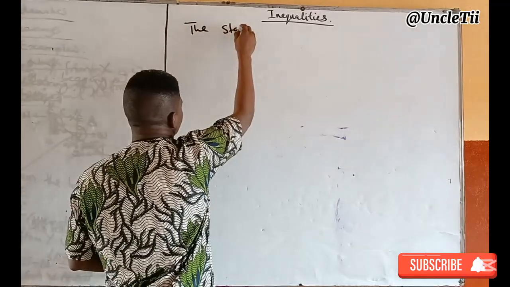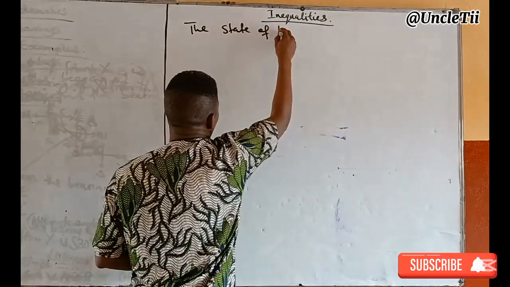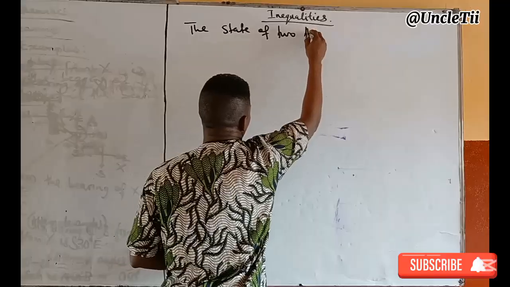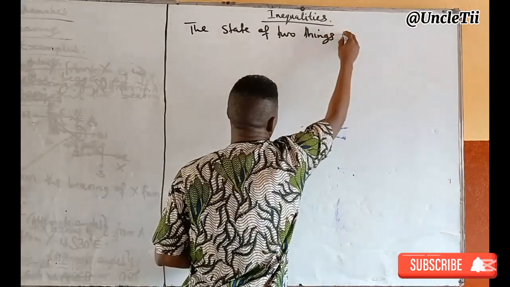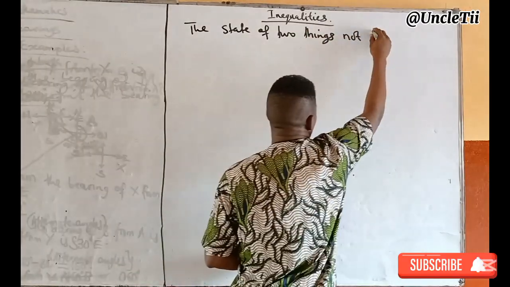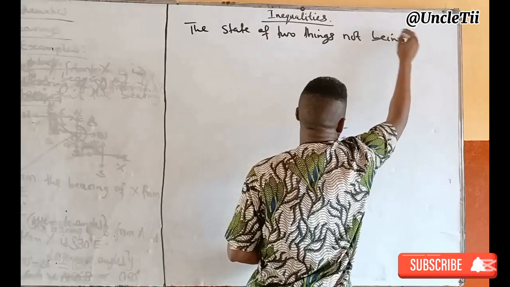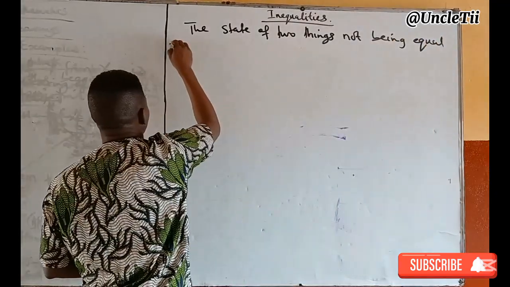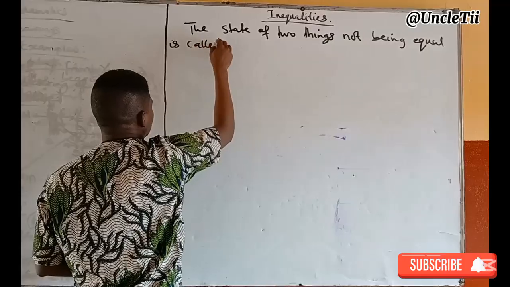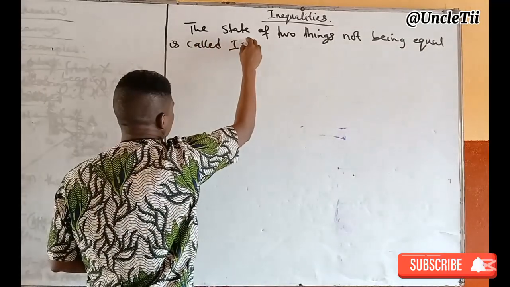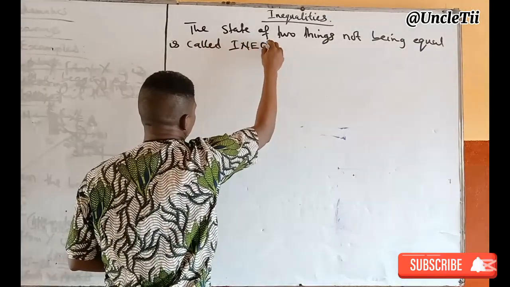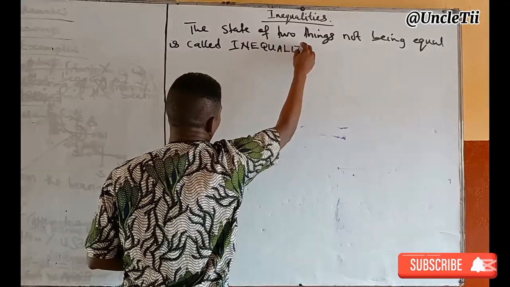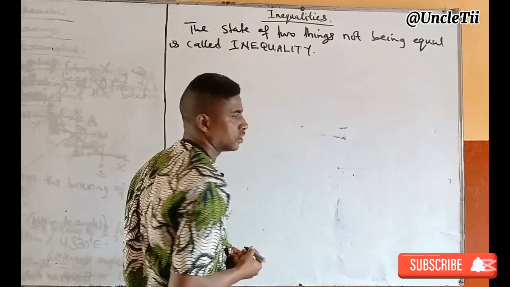The state of two things not being equal is called inequality.